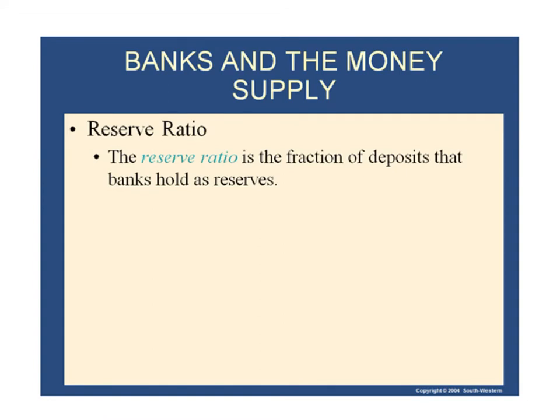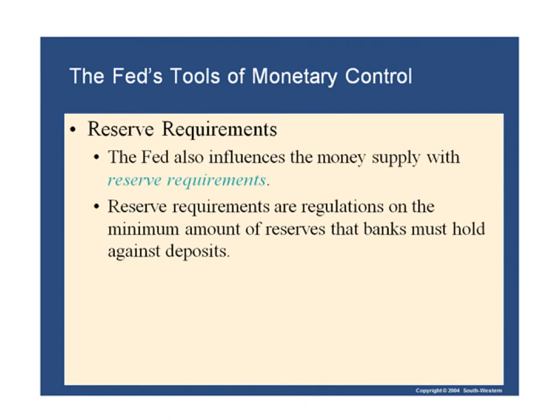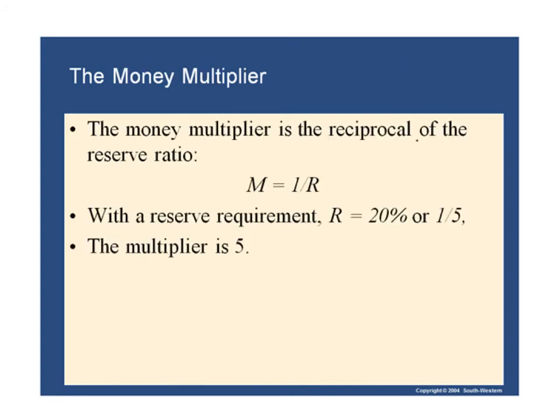The third tool the Fed has is the reserve requirement, or the reserve ratio. Remember from earlier this week that the reserve ratio is the fraction of deposits that a bank must hold as reserves. The Fed can influence the money supply by changing the reserve requirement, because the reserve requirement dictates how much money a bank is allowed to loan out. The reserve requirement dictates the money multiplier.